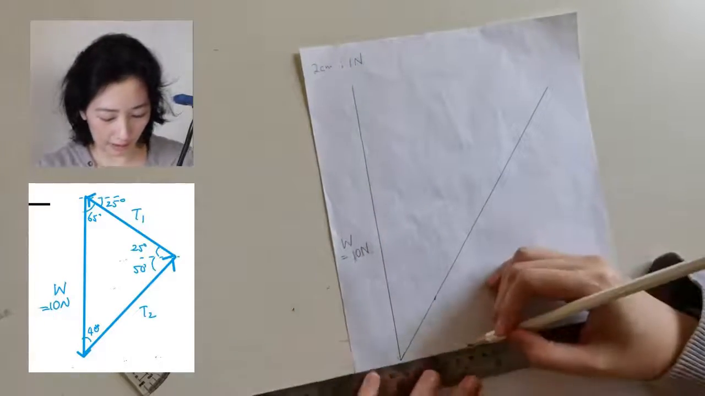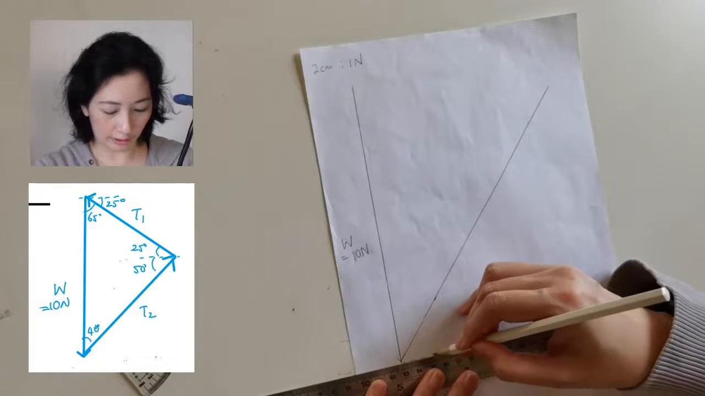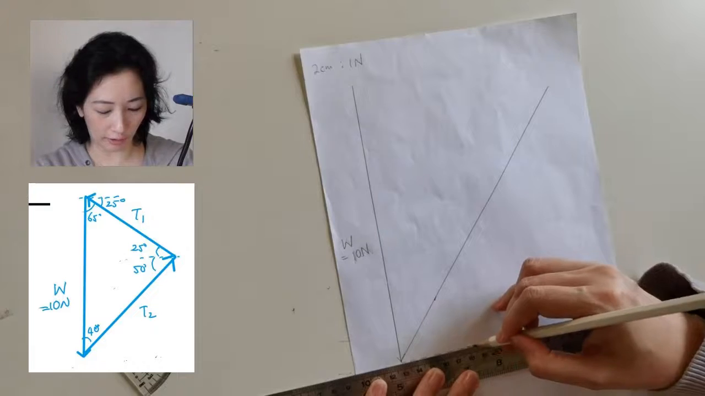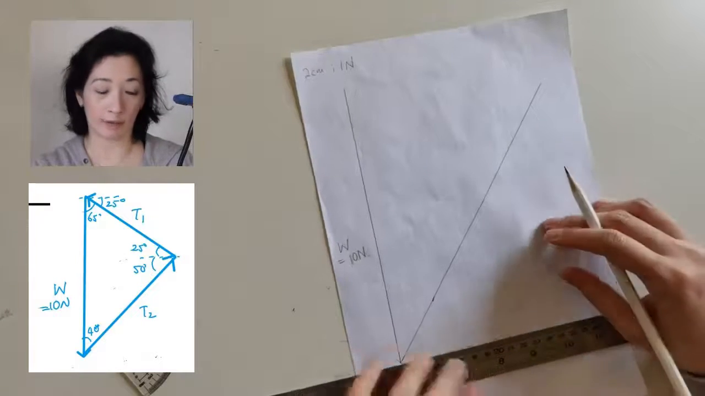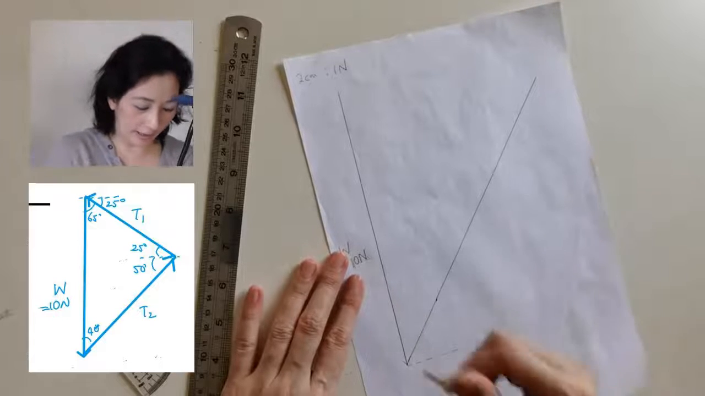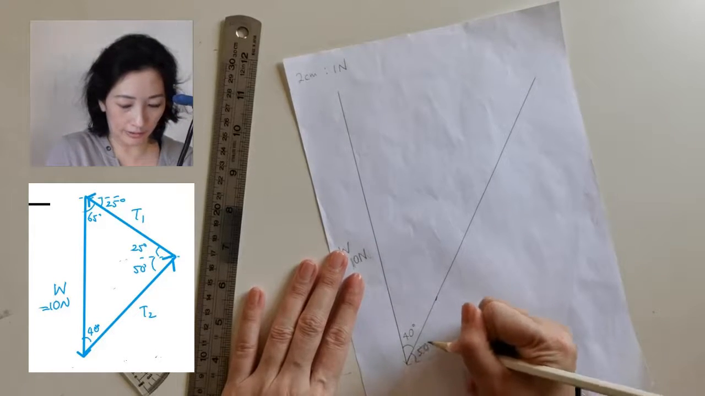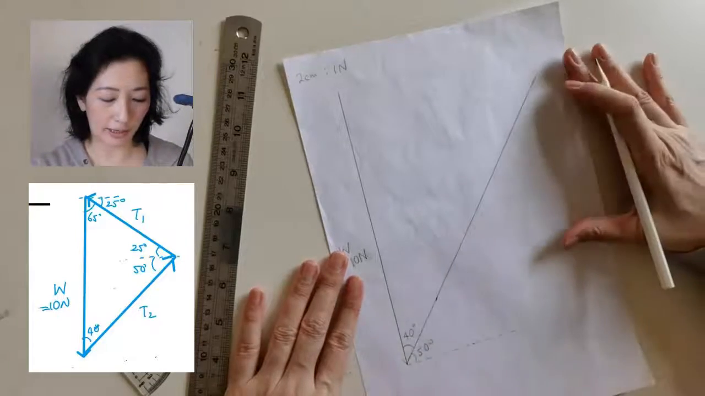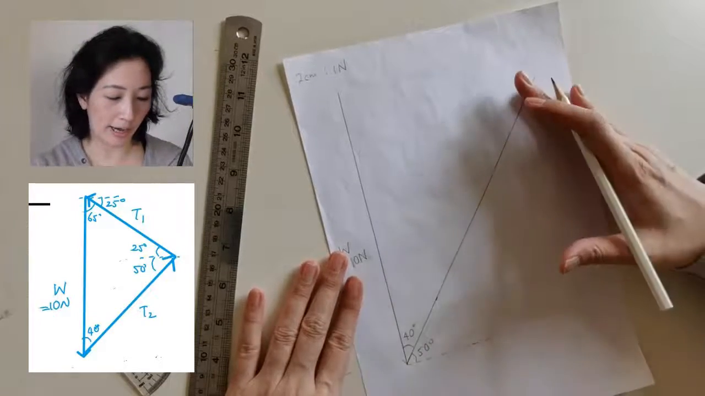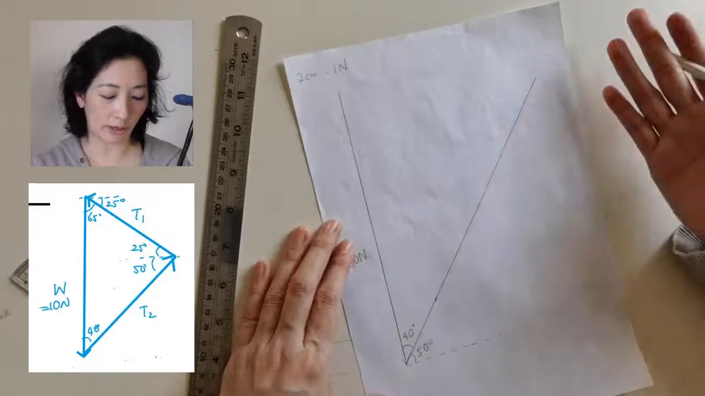Just for completion, I'm going to draw the horizontal line, but because this is not an actual force line, we draw this as a dotted line. This angle is 40 degrees and this angle is 50 degrees. Don't label T2 yet because we don't know where it ends. So if you don't know where it ends, how do we solve this question?